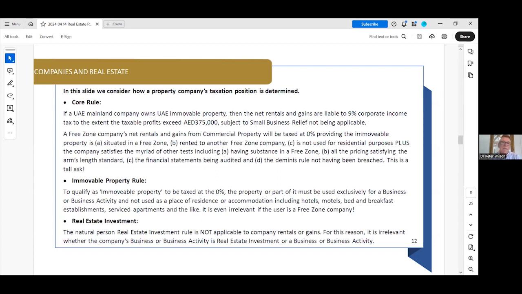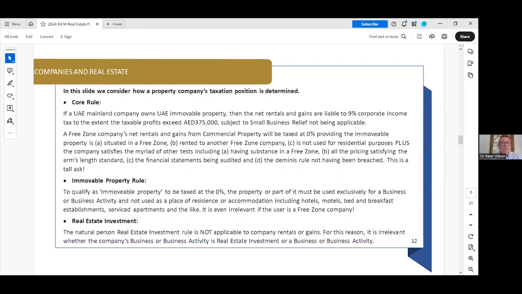What about the companies? Well, companies, unfortunately, if they're buying and selling, holding real estate, they're just going to be taxed like any other company. They're going to be liable to the threshold, the 375,000. Unfortunately, the real estate investment rule won't apply to a company, because the real estate investment rule only applies to a natural person.